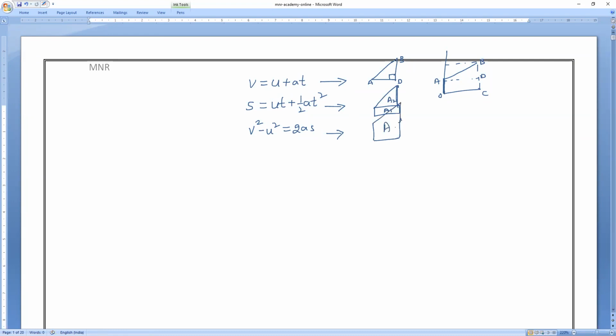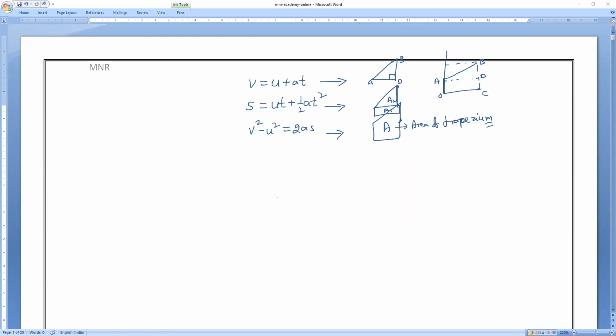So if you all know that, then we can solve these three equations very easily by using the graphical method. That is what we studied in the last class. Yes or no?